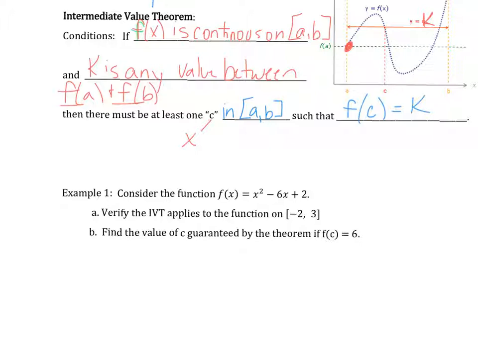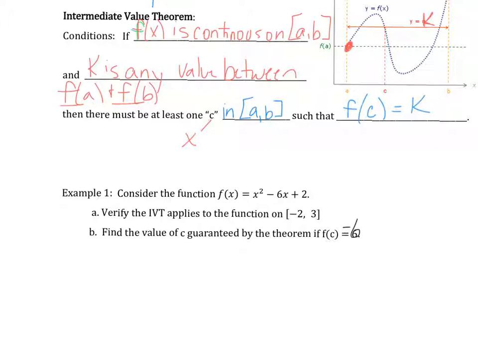And notice, there's something you need to change on your notes if it hasn't already been changed. This needs to be a -6, by the way, down here. Okay, let's go. Consider the function, verify that the IVT applies to the function on that interval, and find the value of c that is guaranteed by the theorem.